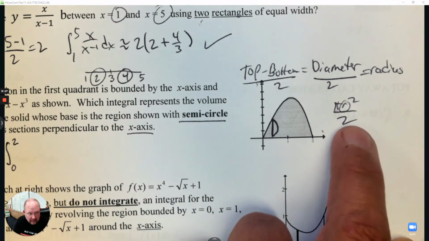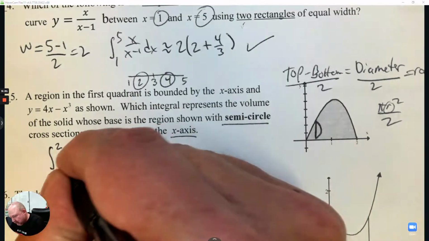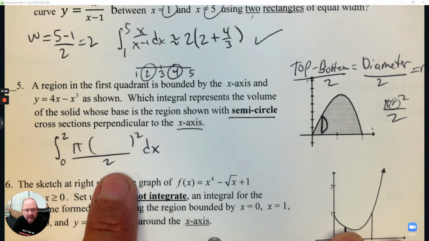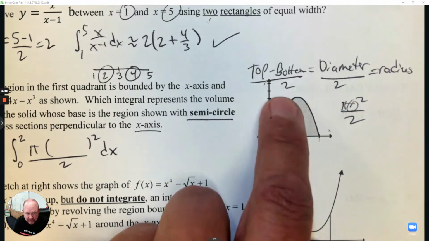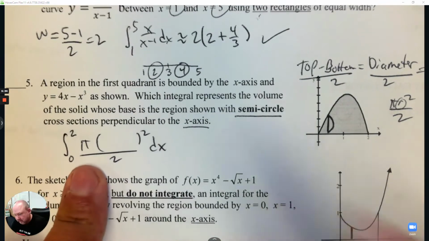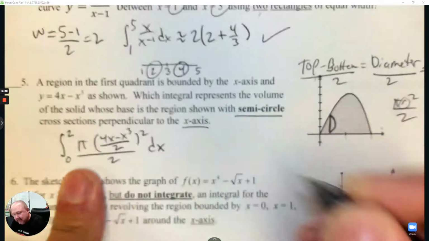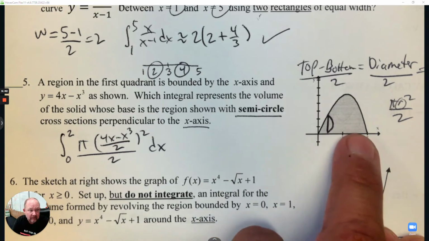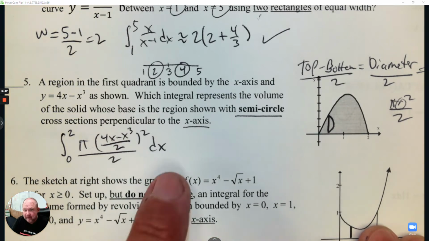Now that's the radius. So I'm going to write this, pi r squared divided by 2. There it is, pi r squared divided by 2. And the radius is top subtract bottom and then divided by 2. So the top is 4x minus x cubed. And then you take that answer, and the bottom is 0. So it's that, take away 0. So it's just that. And then divide it by 2, that becomes the radius, and there's the setup.